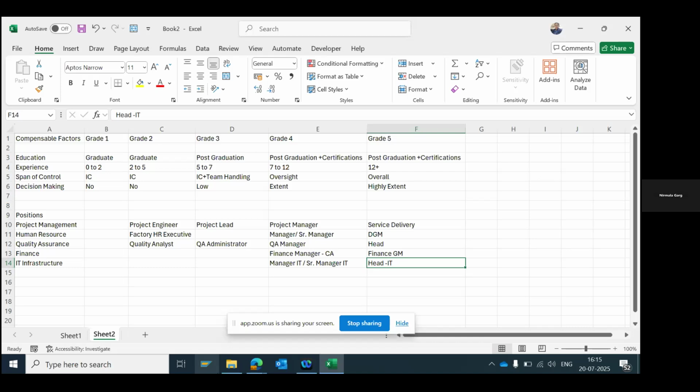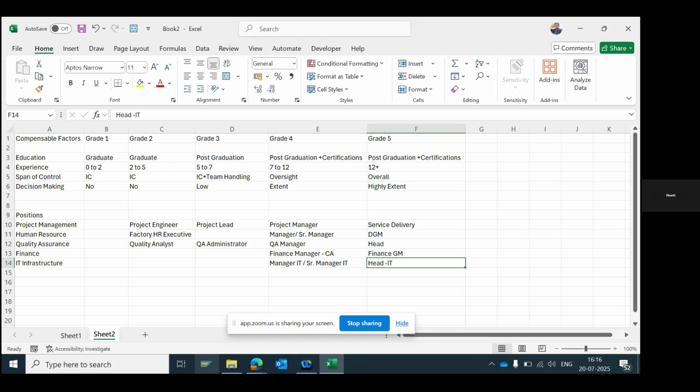Having said that, I'm assuming that all of you looked at the job descriptions and matched them as a whole to the grade descriptors. And now we have positions like project engineer, factory HR executive, quality analyst who fall into grade 2. Then there are 2 positions who fall into grade 3. Then there are 5 positions who fall into grade 4. And there are 1, 2, 3, 4, 5 who fall into grade 5. So this slotting has been done based on the compensable factor descriptors for grade 1, grade 2, grade 3, grade 4, grade 5.